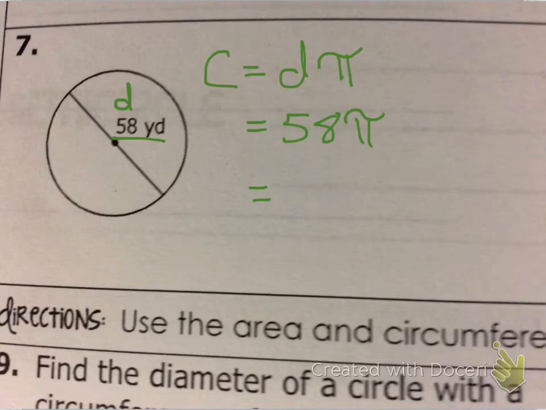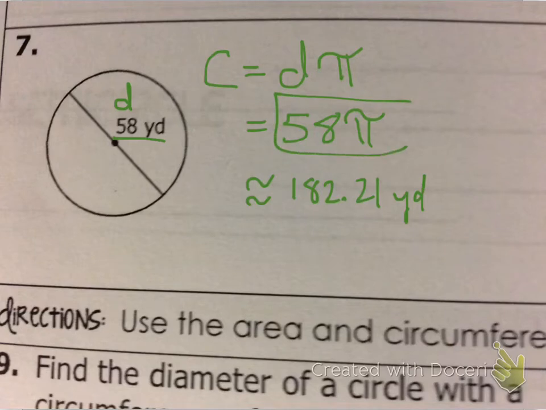182. I guess I have to make my squiggly equals again. Squiggly, 182.21, and this is yards. So that's it. And there you go. So either one of these two can be considered an answer. And like I said, I would probably take either one right now because I'm not going to be specific and say you have to give it to me in terms of pi or in terms of whatever.